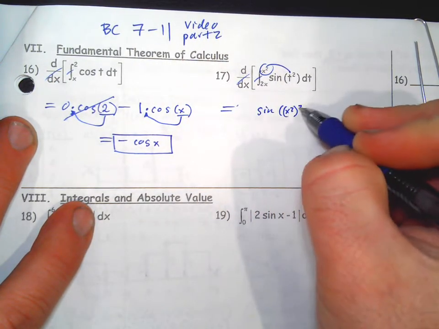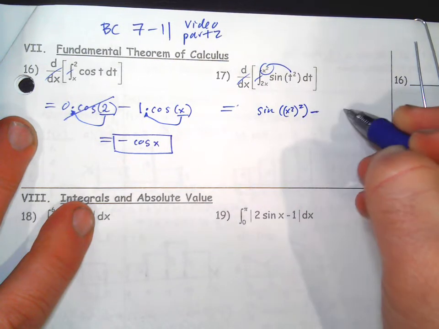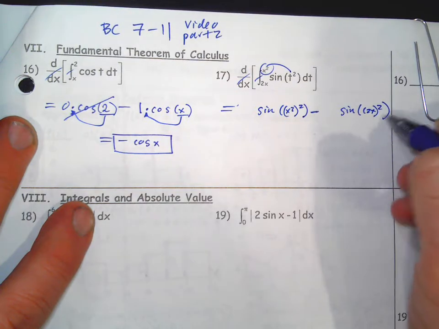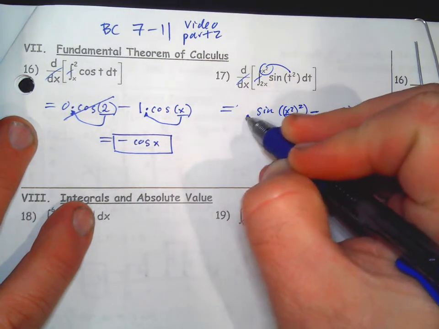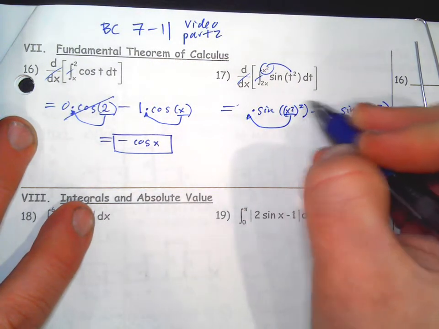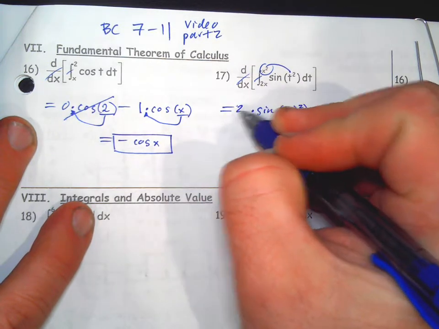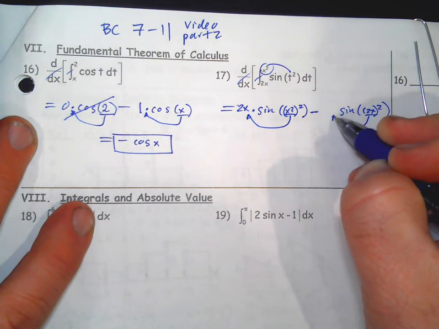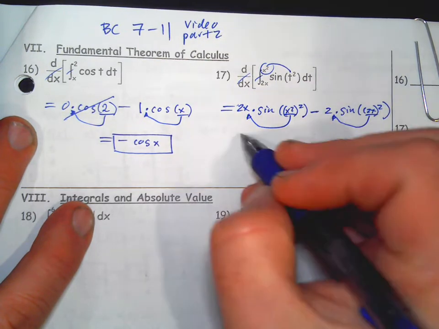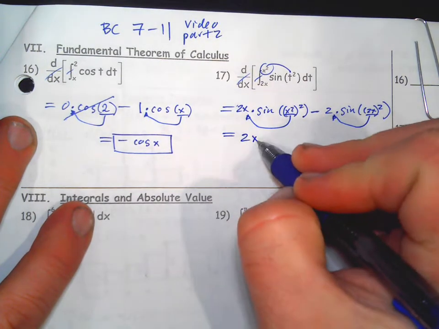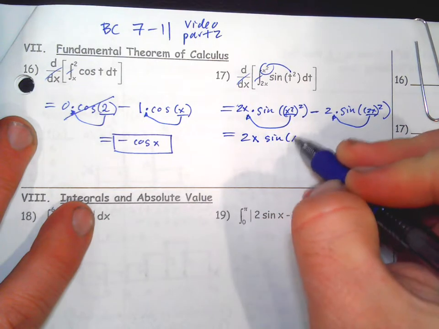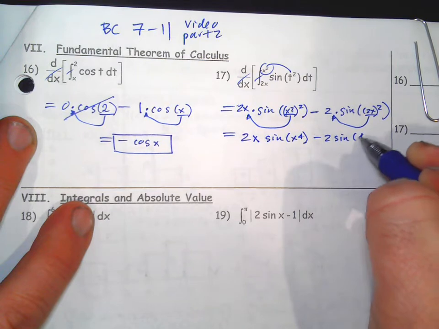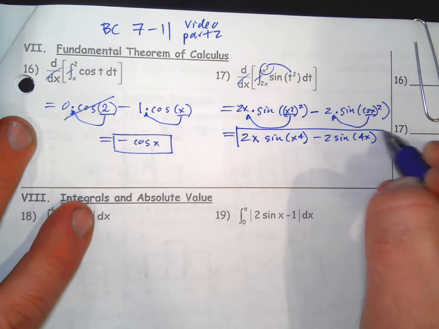I like to put it in its own parentheses, minus sine of 2x squared, because when you multiply by the derivative of what you plugged in, it's just the thing you plugged in, not x to the fourth, x squared. So you get 2x, not 4x squared, just the derivative of 2x, 2. So final answer, you can simplify it, 2x sine x to the fourth minus 2 sine 4x. That's it. Quick and easy.